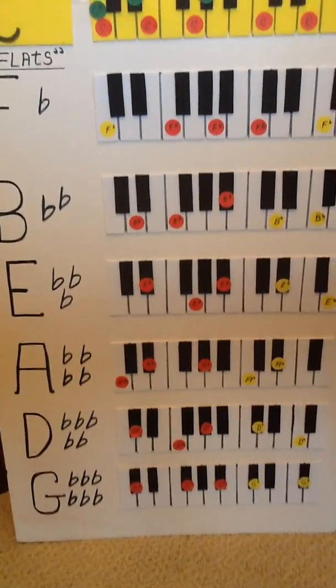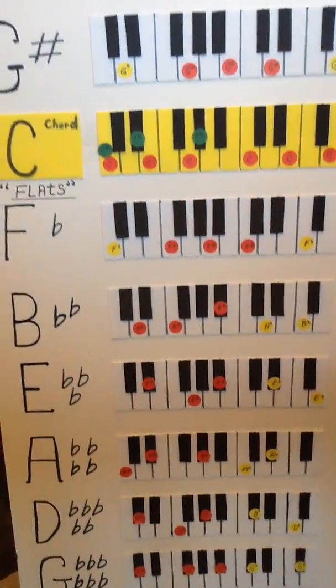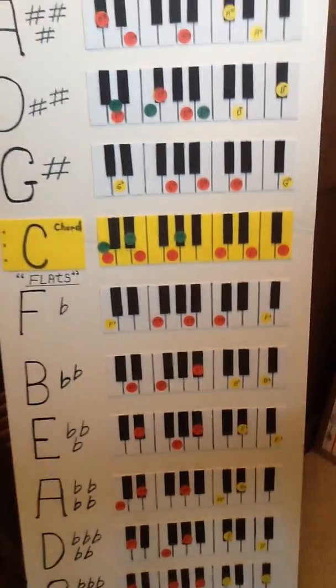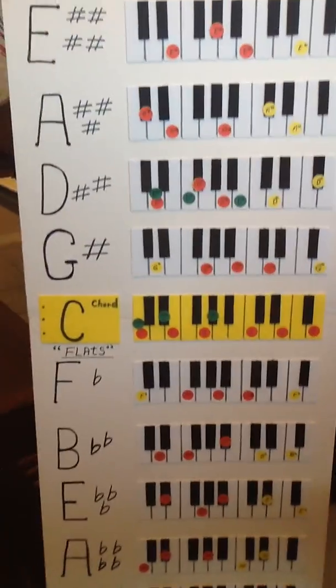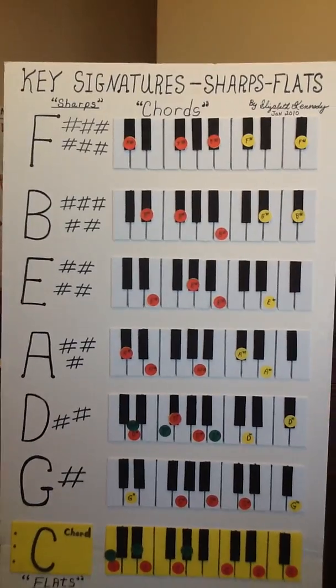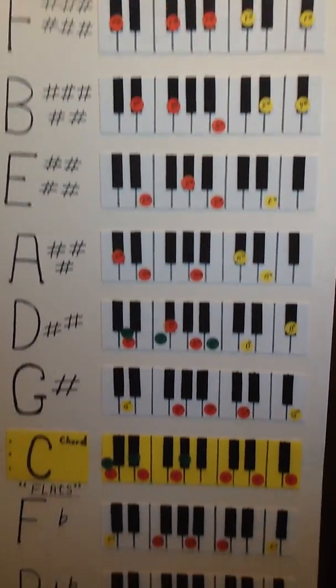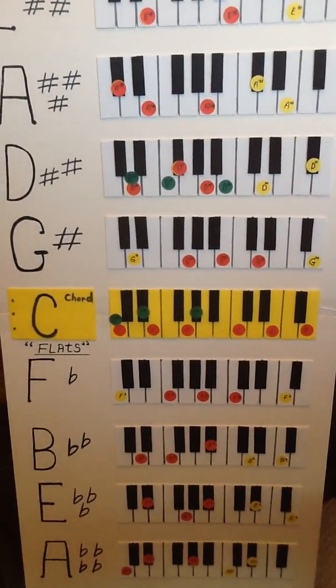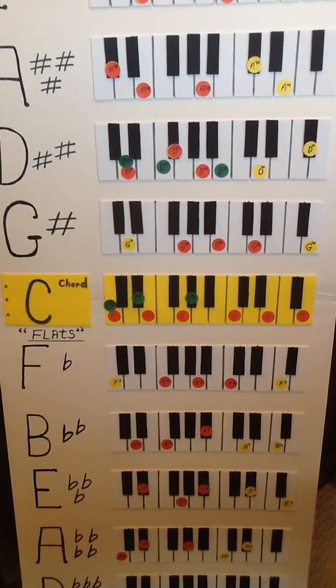So I hope you can see this. This will help you in music if you can learn which keys go with which chords. This is called the key signature in sharps and flats. But now don't forget, C has no sharps or no flats.